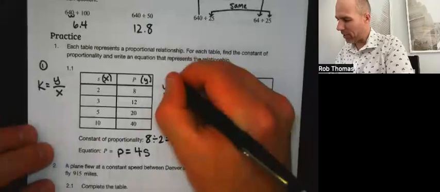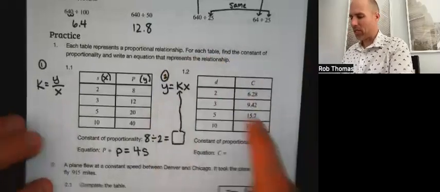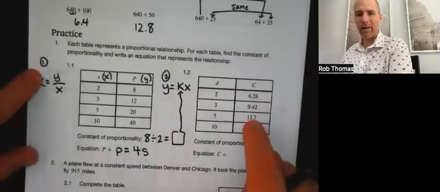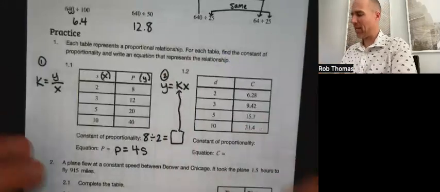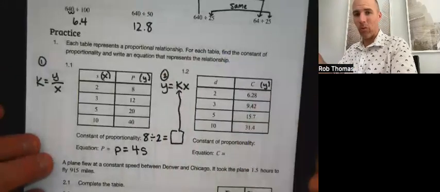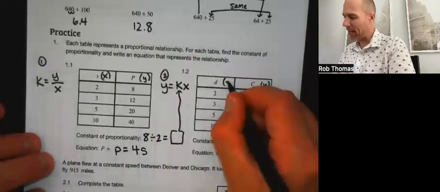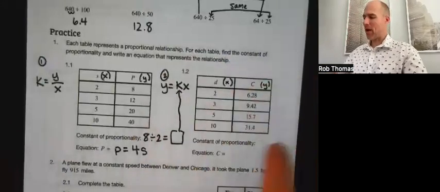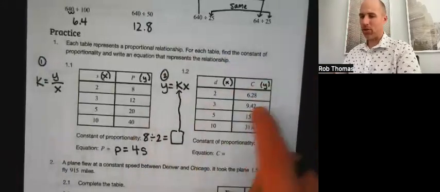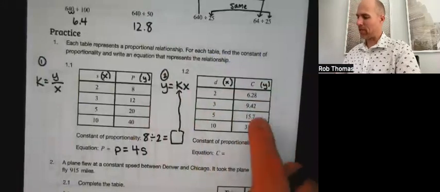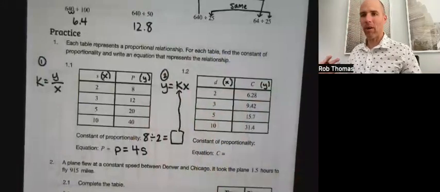All right. So let's do the same thing over here. Oh, so I'm going to put a 2 here. Is this like step 2, right? So step 1, same thing here. Let's do Y divided by X. Again, this time we got D and C, but we'll think of this side as the Y side. We'll think of this side as the X side. Pick any of these pairs. It doesn't matter. You could do 9.42 divided by 3, 15.7 divided by 5. They should all come out to the same number.